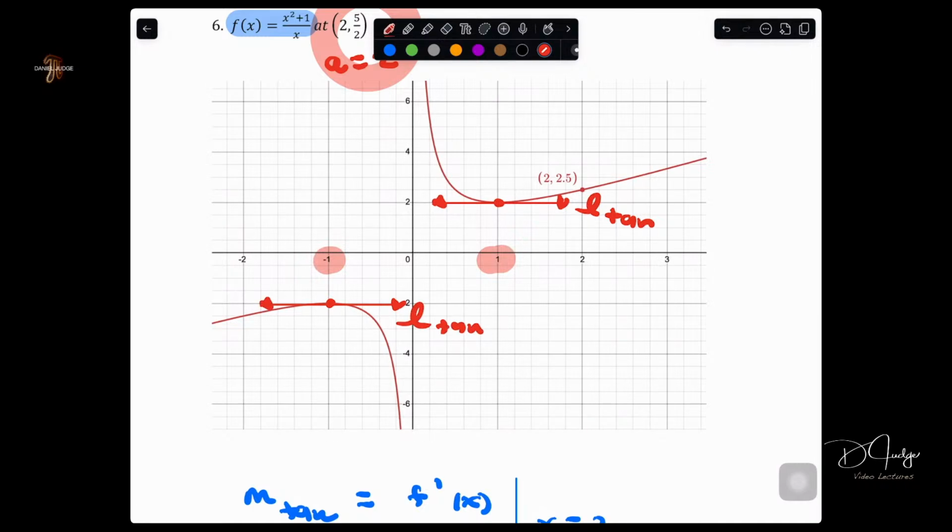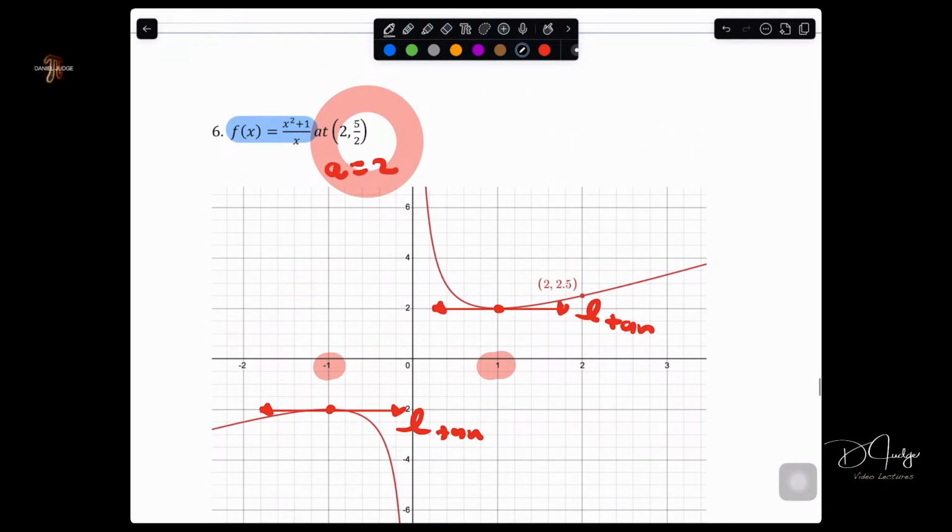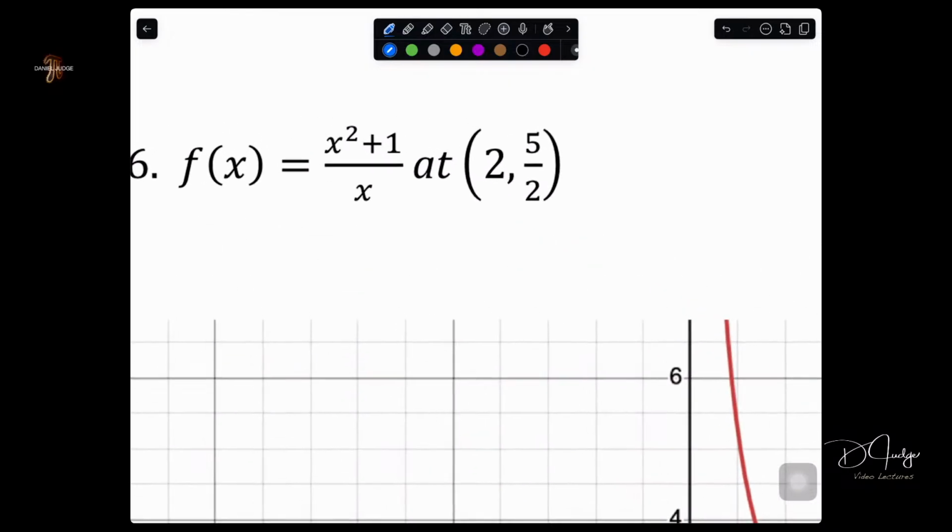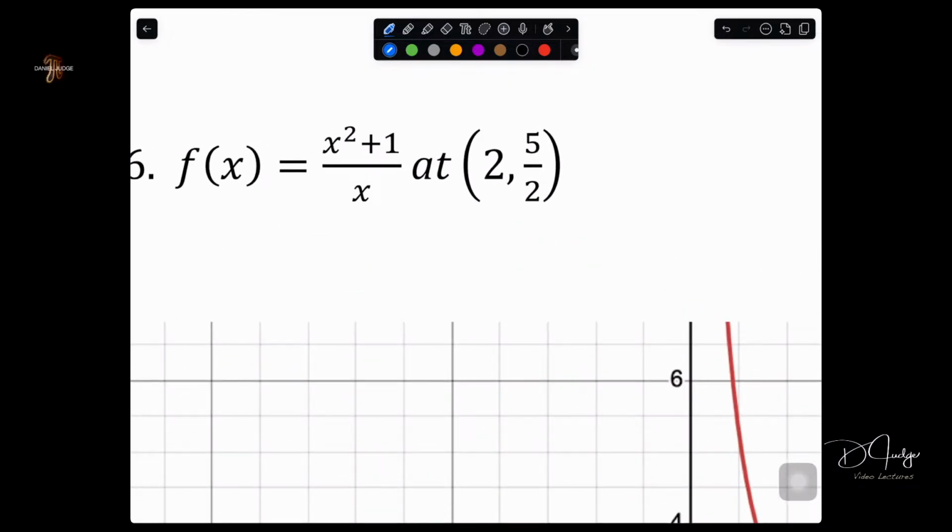So I want you guys to see the pictures of what horizontal tangents look like. Now, this is not the locations. To get the locations, we have to go back over here to the function now. And in the function, we're going to plug in the positive 1 and the negative 1.